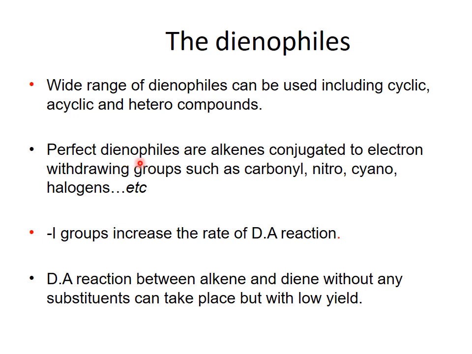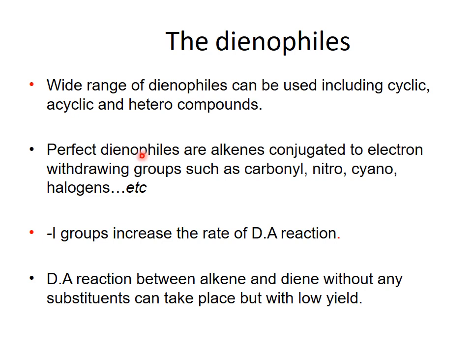And in case of dienophiles, electron withdrawing groups which produce a negative I effect make the best dienophiles for the Diels-Alder reaction. If these groups are attached, then the rate of the Diels-Alder reaction will increase. A Diels-Alder reaction between an alkene and a diene without any substituents can take place, but with low yield.